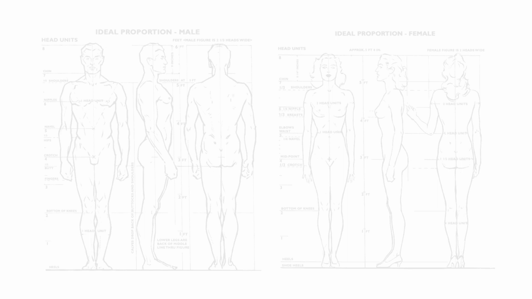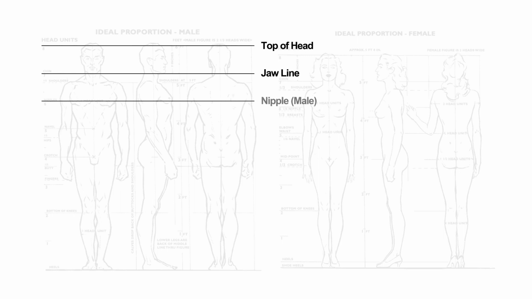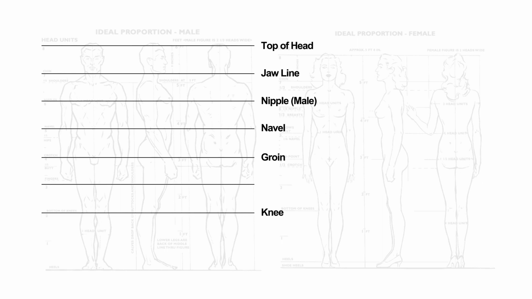The first head length is, of course, the length of the head. The second head length extends all the way to the nipple. Do take note that the female nipples are slightly lower due to the forces of gravity. The third head length extends all the way to the belly button, otherwise known as the navel. The fourth head length extends all the way to the crotch or groin area. 2 head lengths down and we will reach the knees. And lastly, 2 head lengths down, you will reach the bottom of the feet.